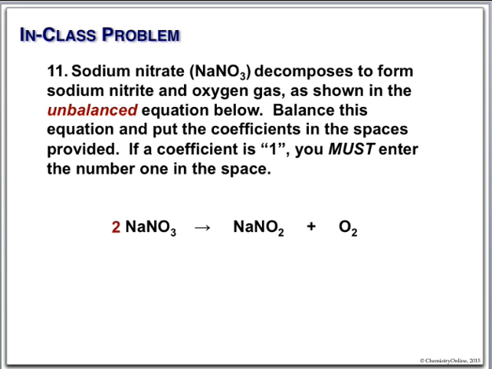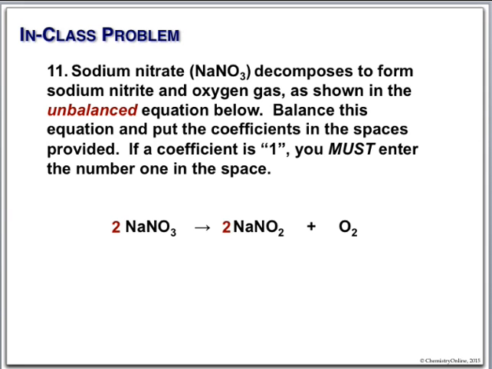This gives us 2 times 3, 6 oxygens. So now our oxygens are all even, so that's good. Let's look and see what's happened on the other side of our equation. We now have 2 sodiums here, but only 1 on this side. Likewise, we have 2 nitrogens, only 1. Therefore, we want to stick a coefficient of 2 in here. That's going to balance our sodiums and our nitrogen.